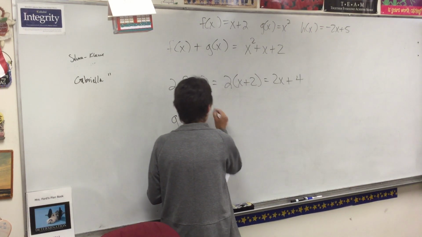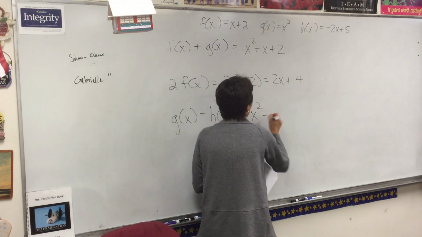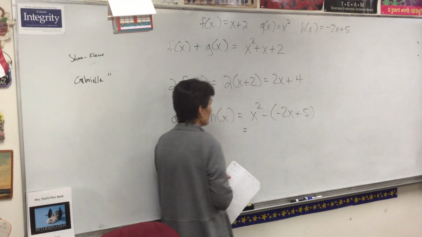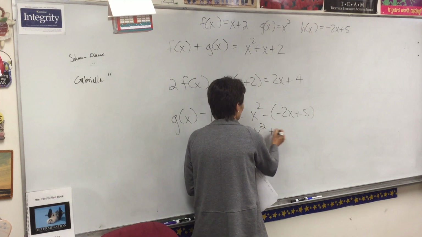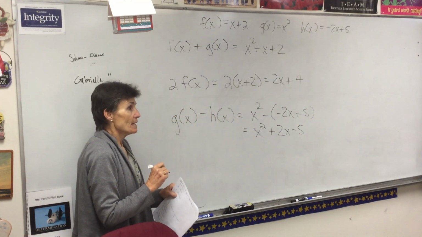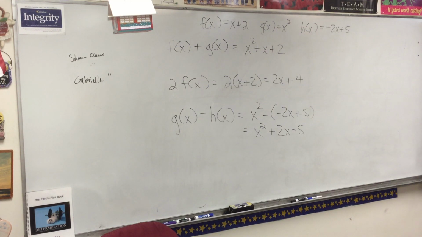I'm going to subtract them. So I'm going to take whatever g is, which is x squared, and subtract h. So when I distribute the negative, I'll get x squared plus 2x minus 5. Now you don't have to do anything with that because you're not solving it. It's not an equation. You don't have it set equal to 0. All we're doing is subtracting them, collecting like terms.